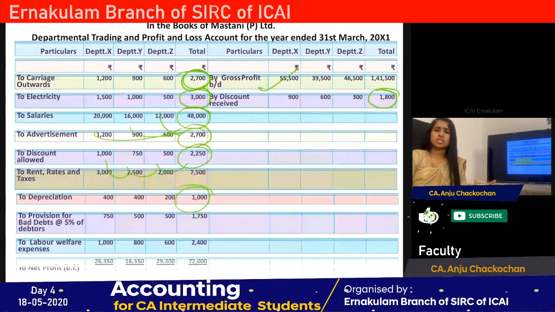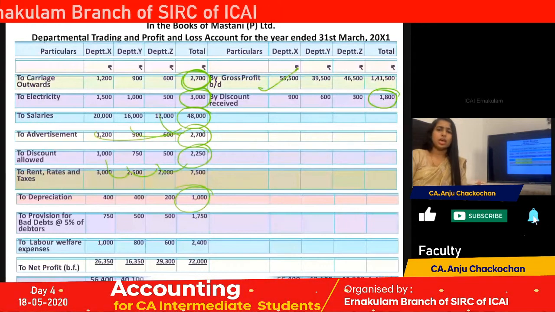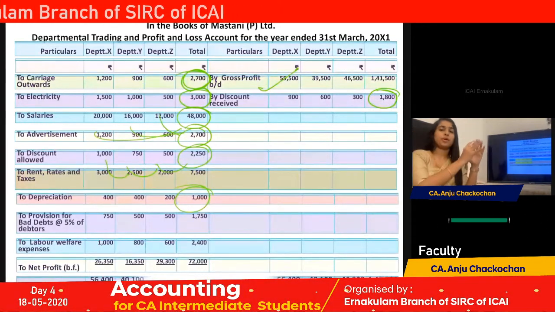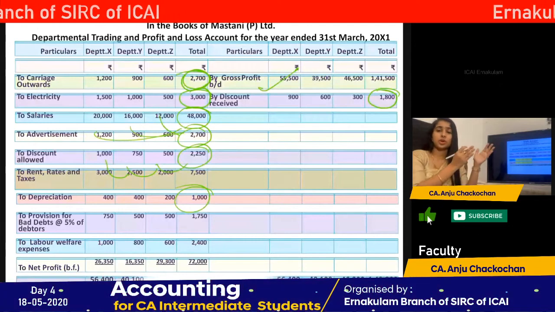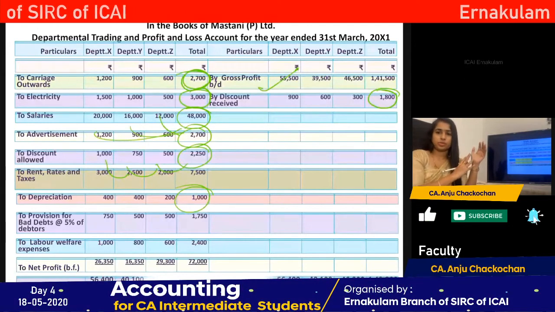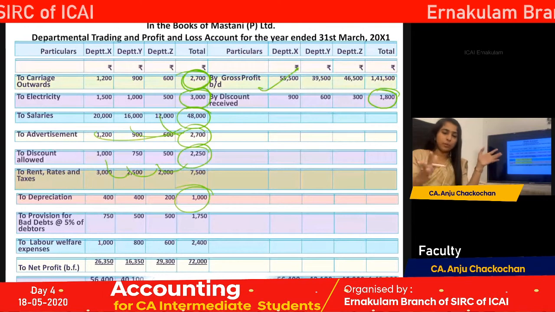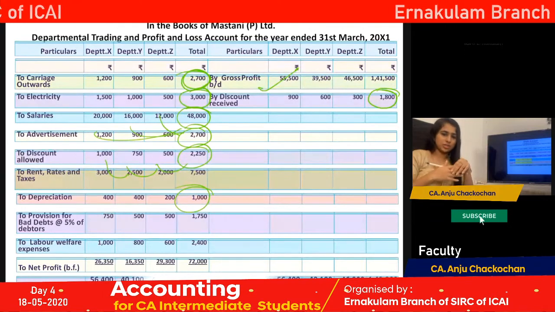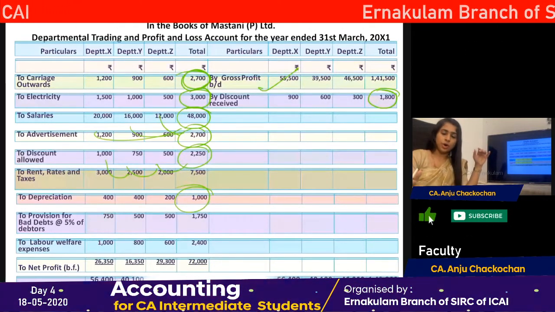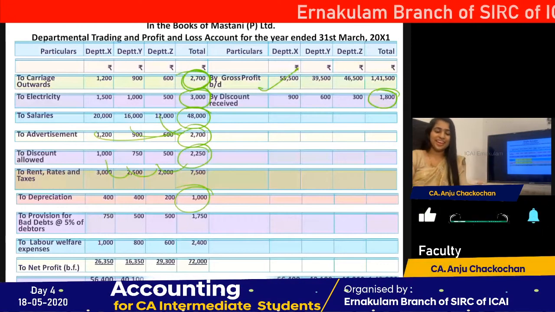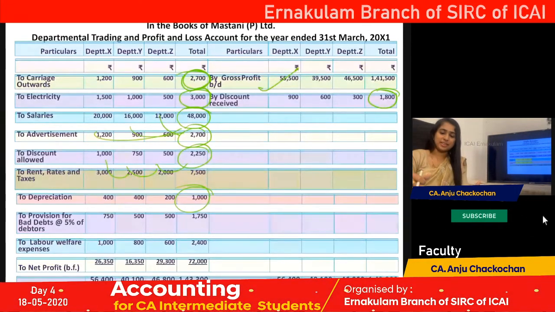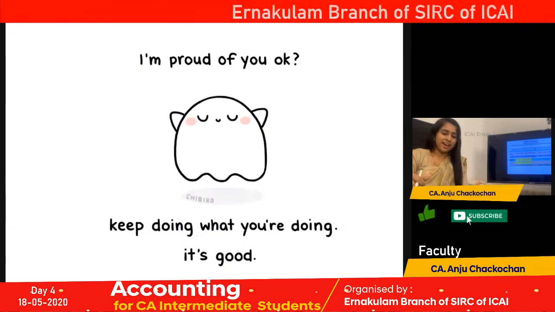Okay, so it was just a very simple question actually. You just had to compute the common expenses given. You just had to allocate those expenses based on a reasonable apportionment. Okay, so we are done with that part. All right. You're all doing really good, guys. Good to know that.